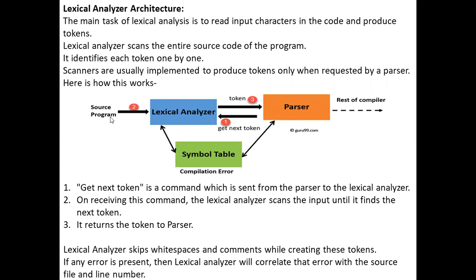So first we provide the source program, and the lexical analyzer converts it into tokens. After converting the legal tokens, they go to the parser, which generates the parse tree. After that, if we find the next token is required, we again contact the lexical analyzer, and this process is continued, right?